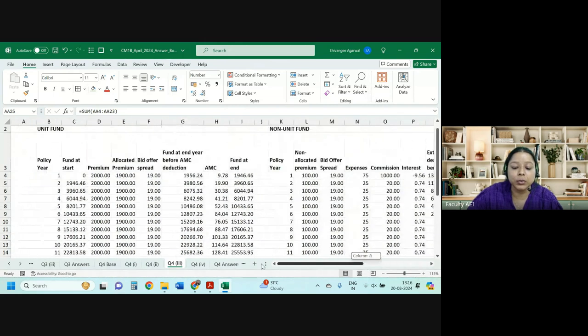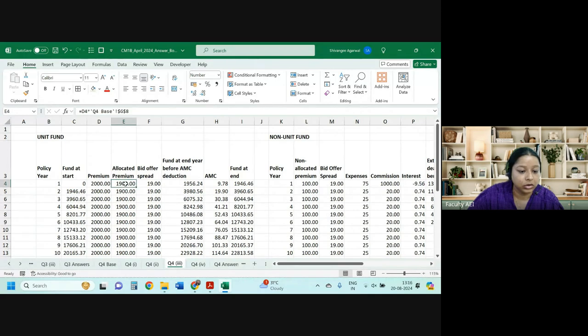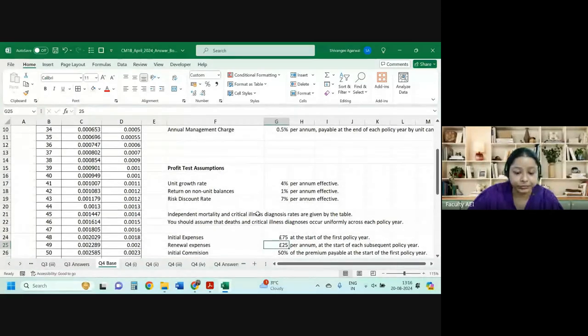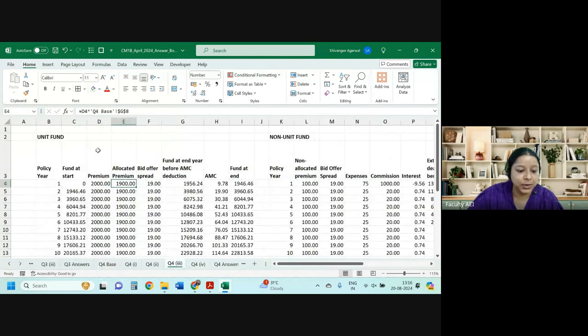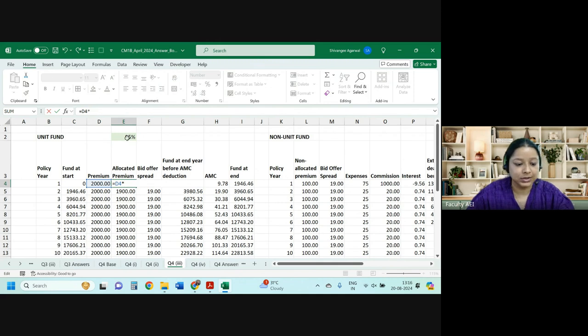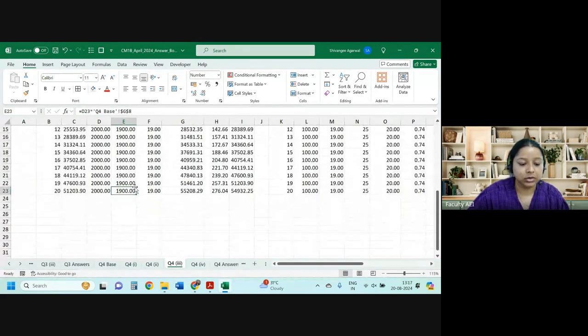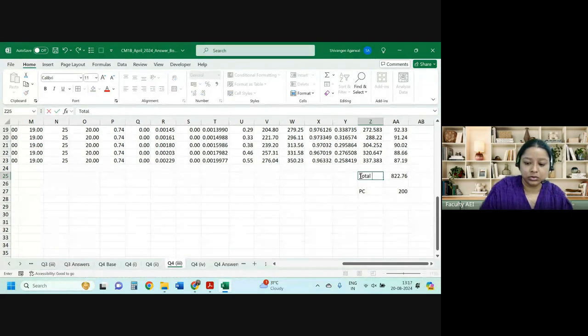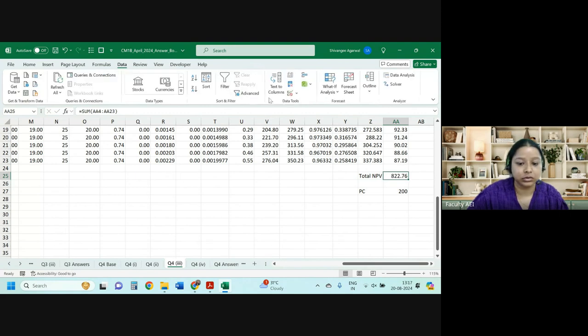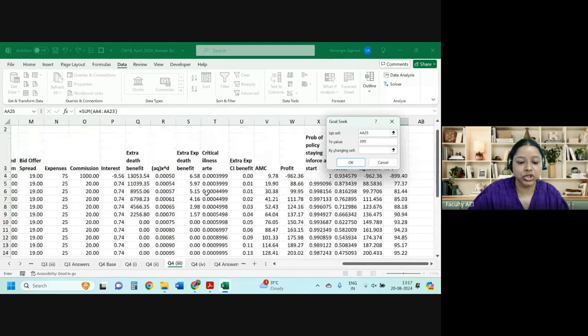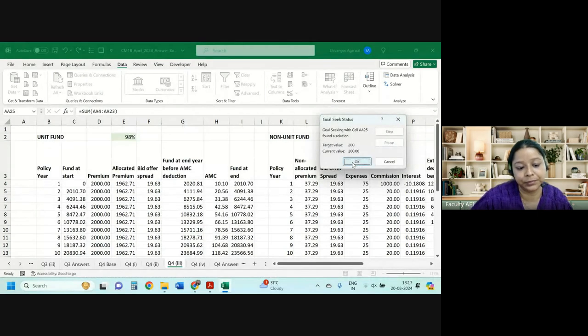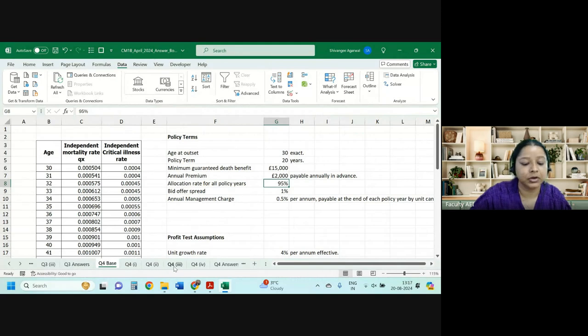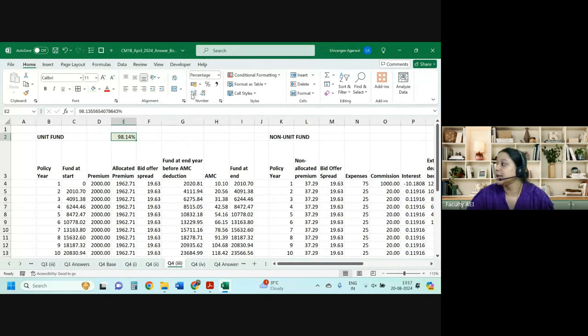Now, the allocation rate we had taken over here from the base worksheet. What was the allocation rate? 95%. So I can just write 95% over here, and in this calculation I can select this cell, make it absolute and drag. So I will change the total NPV to 200 by changing this. Earlier it was 95, now it's 98. You can increase the decimals as well: 98.14.